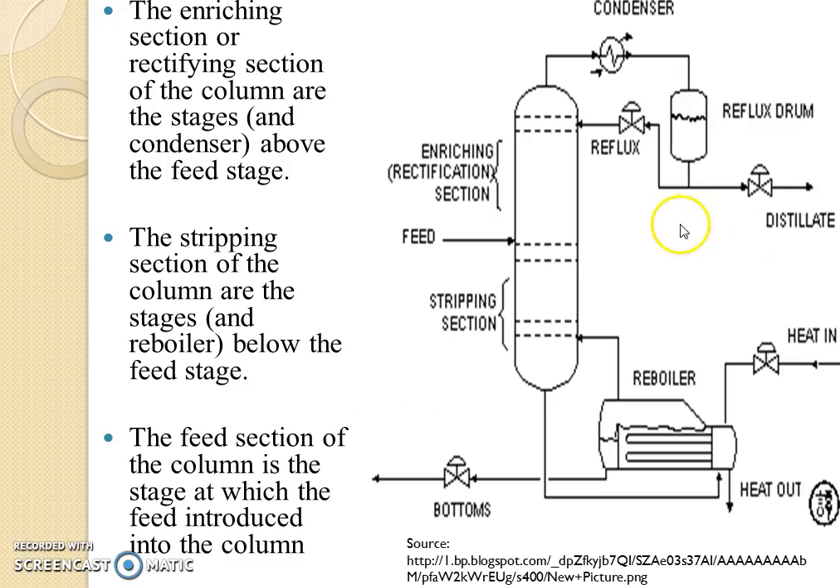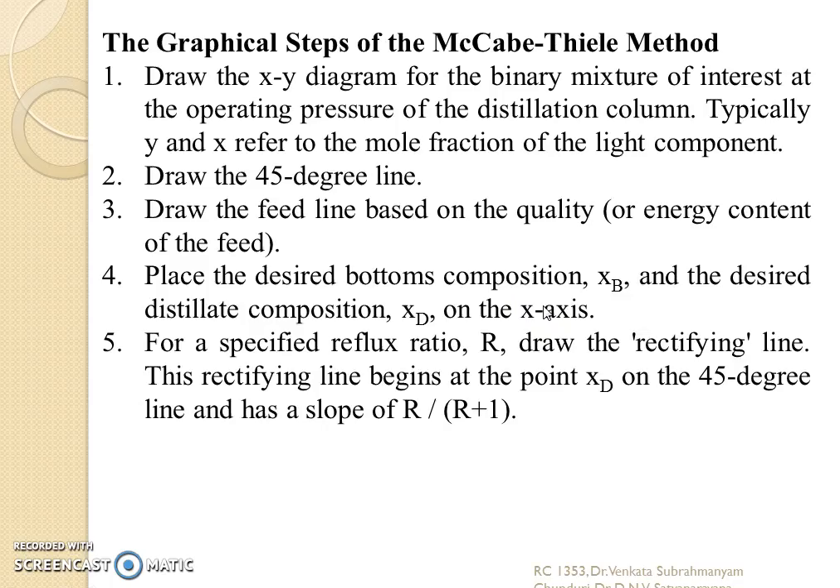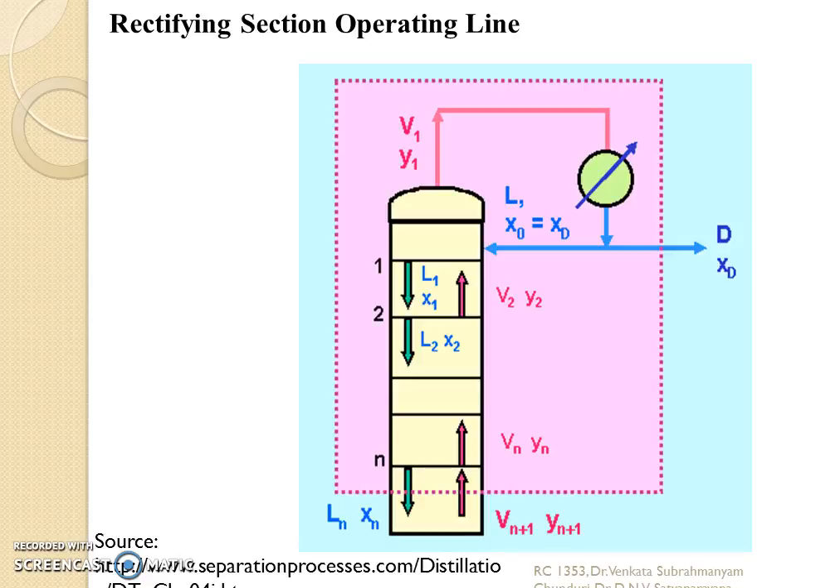In this general diagram, this is called the rectification section, this is called the stripping section, and this is called the feed position. We have assumed that the molar heats of evaporation of the feed components are equal. For every mole of liquid vaporized, 1 mole of vapor is condensed. This is the rectification section.